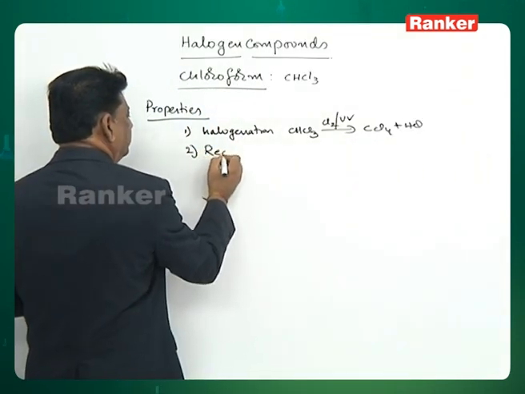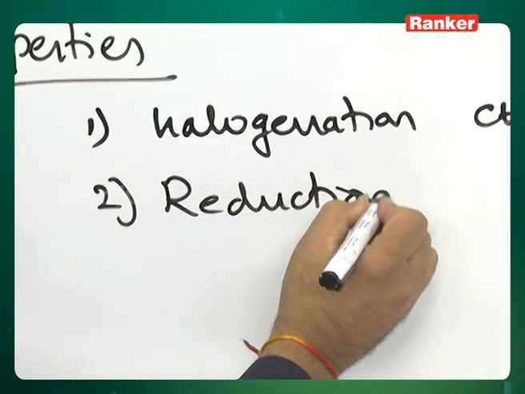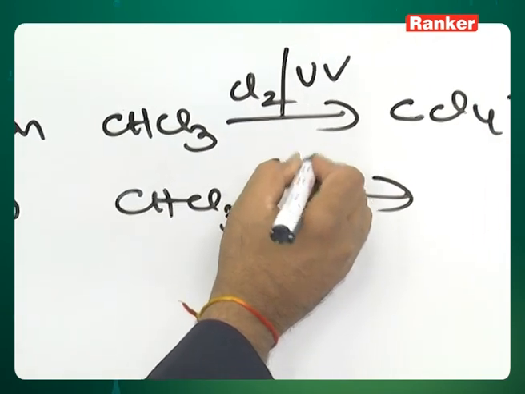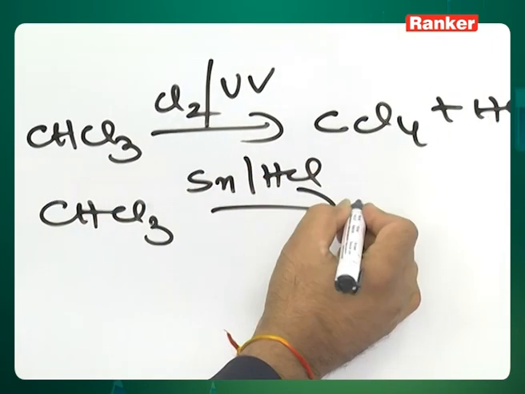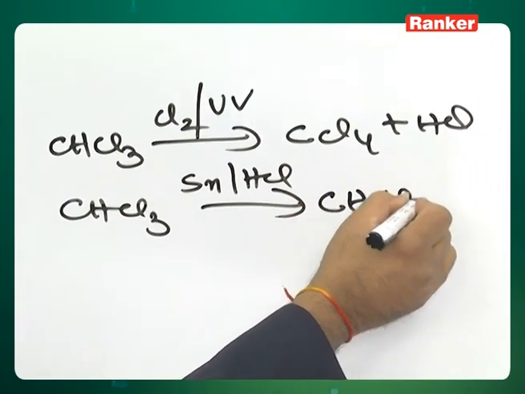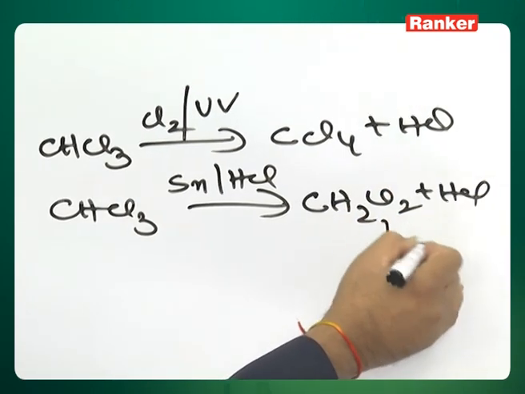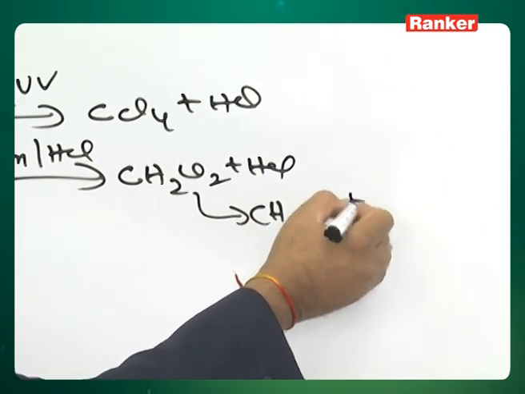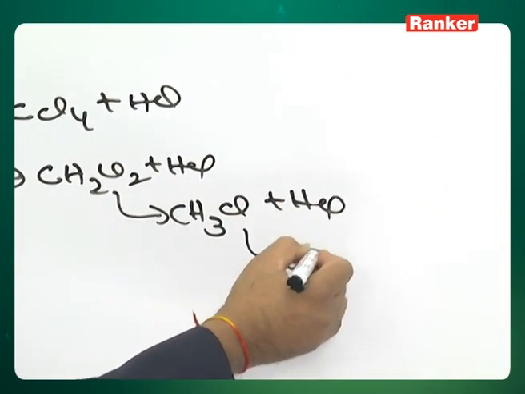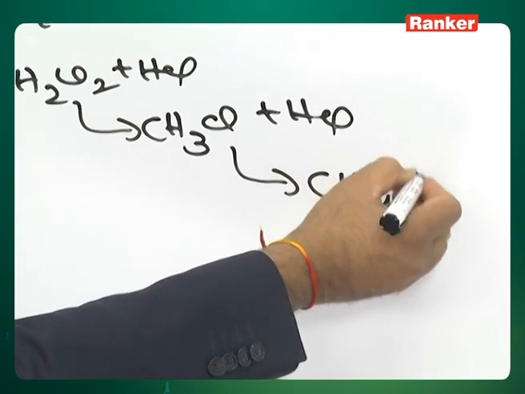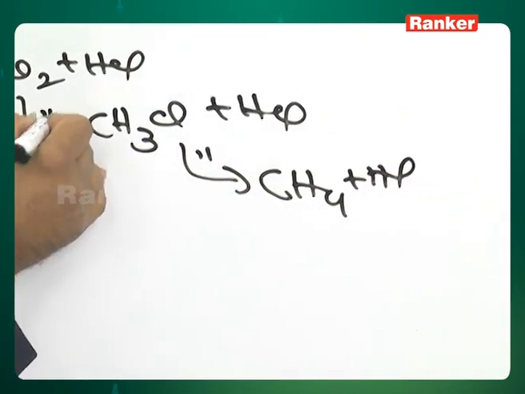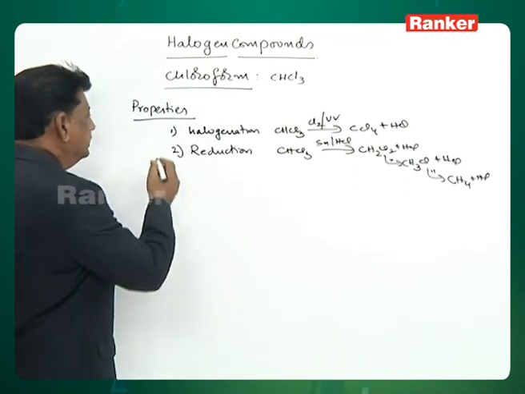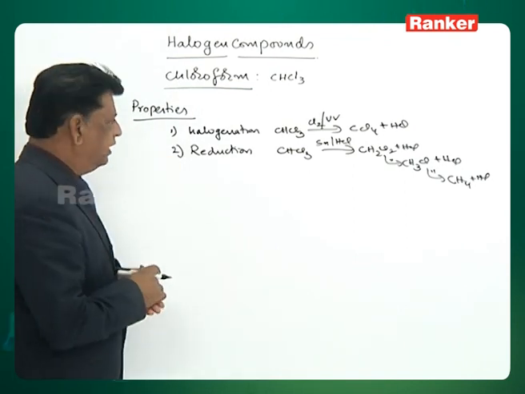Reduction of chloroform, this is also very simple. The chloroform can be reduced with tin and HCl. First you will get CH2Cl2 plus HCl. Further reduction will give CH3Cl, methyl chloride, plus HCl. Further reduction will give CH4 plus HCl. So if it is continued for the 3 steps, finally methane will be formed. These are two common reactions of halogen compounds.